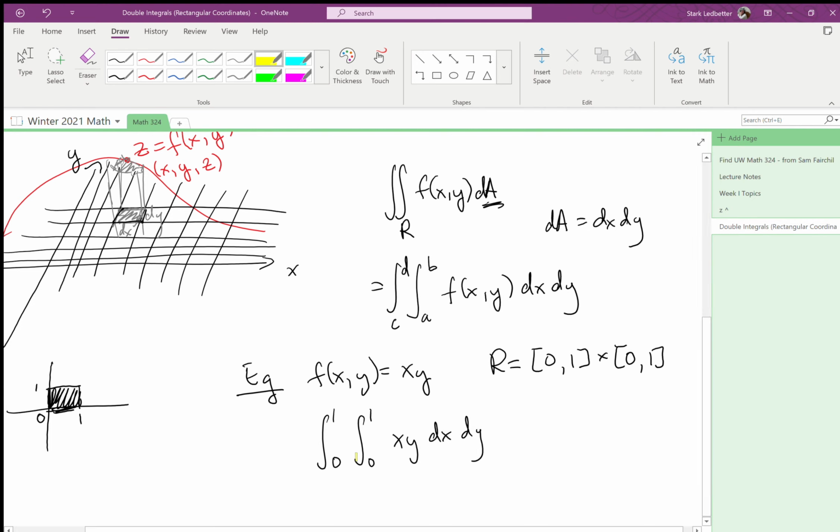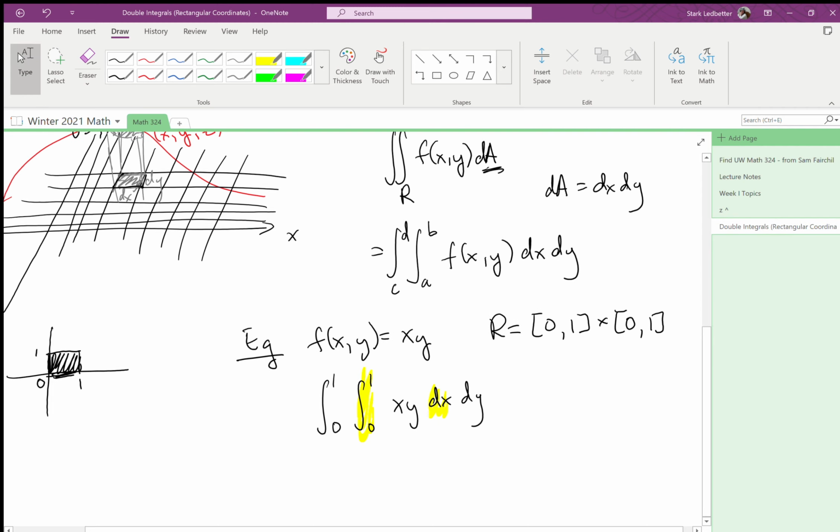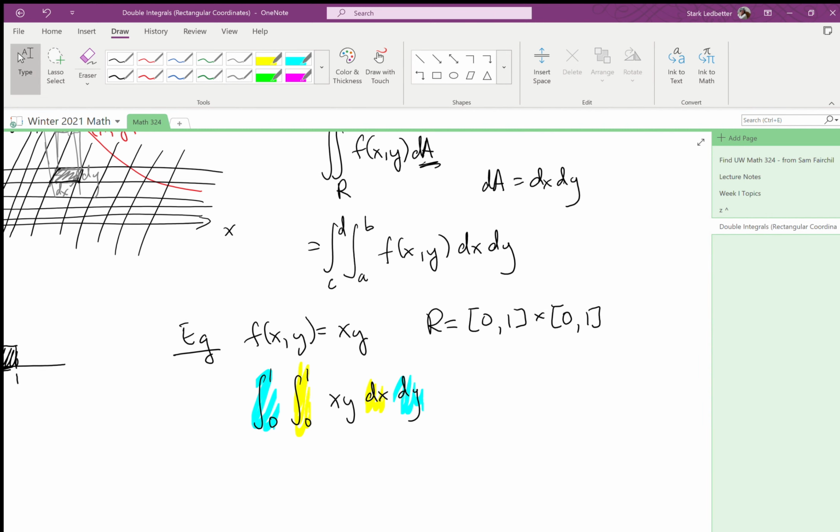In this case, it may not matter too much because it's symmetrical in x and y, but remember the inner variable goes with the inner bounds, and the outer variable goes with the outer bounds. So what do I do? Well, remember, just like partial derivatives, which you should also review if you don't remember, I'm going to hold the other variable constant while I integrate with respect to the variable that I'm working on.